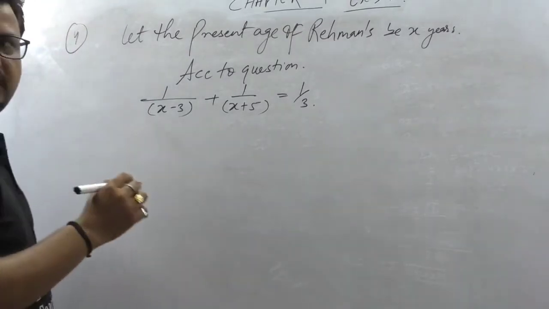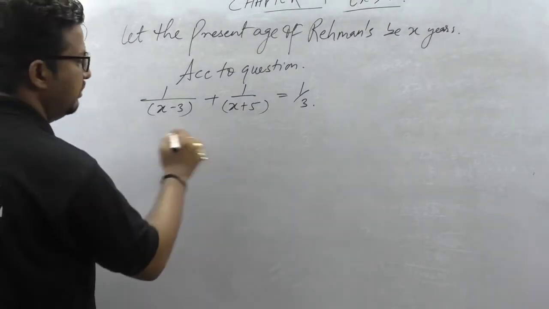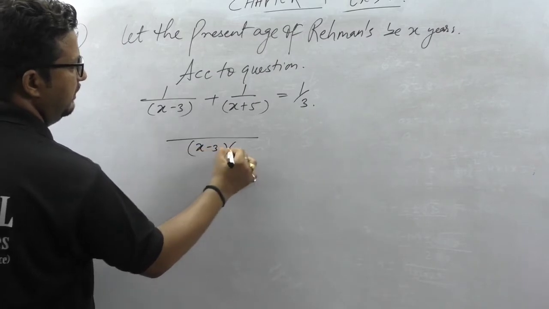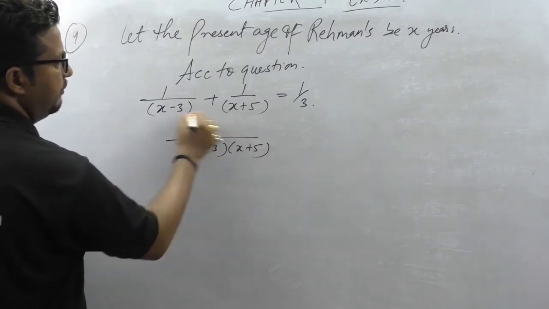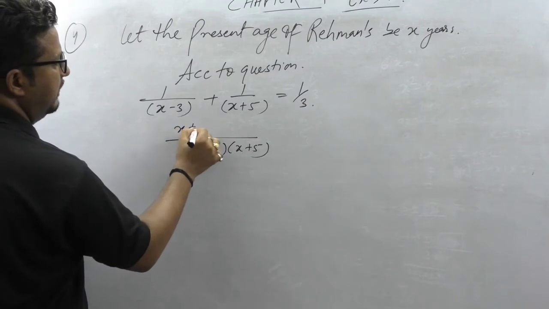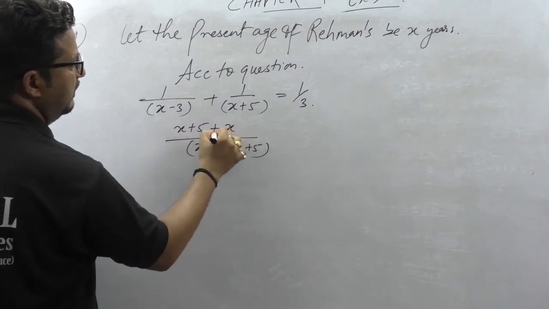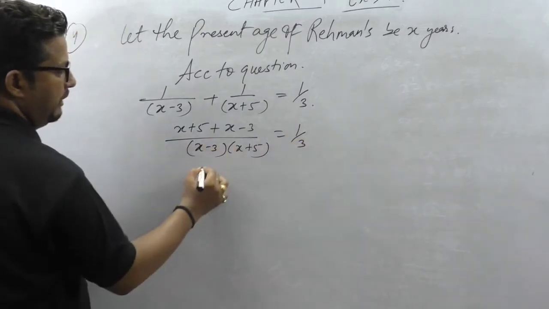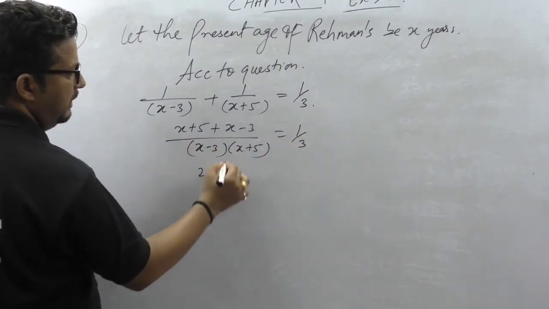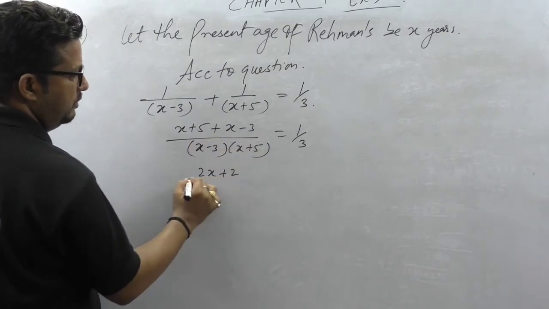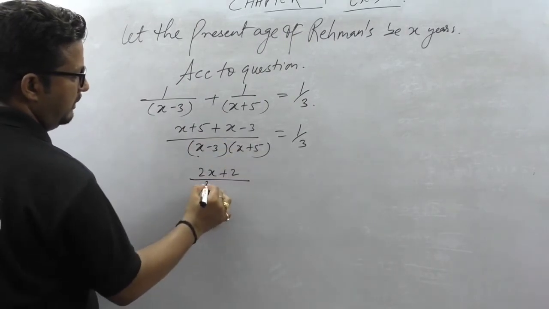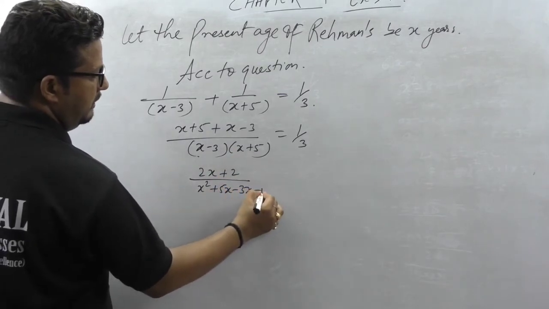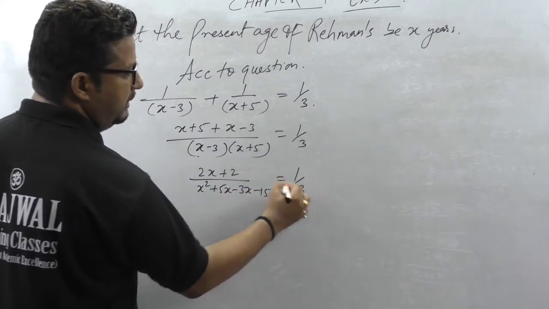Excuse me. Now we have to solve this question. So we take an LCM. It will be (x minus 3) and (x plus 5). So if you multiply this side, it will be x plus 5 and here it will be x minus 3, or here you have 1/3. So if you calculate, it will be 2x, as 5 minus 3 is 2, and if you multiply this, it will be x square plus 5x minus 3x minus 15 equal to 1/3.